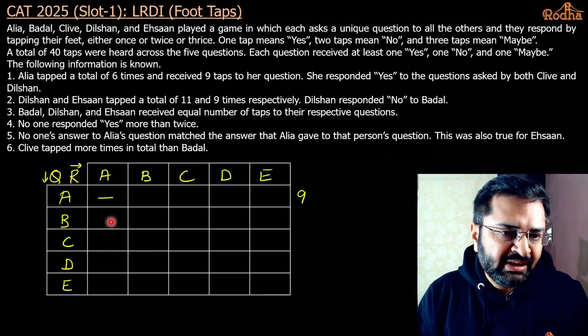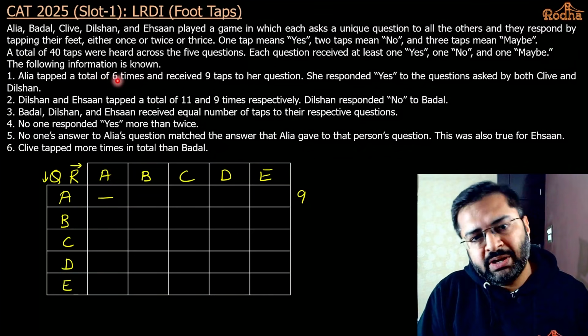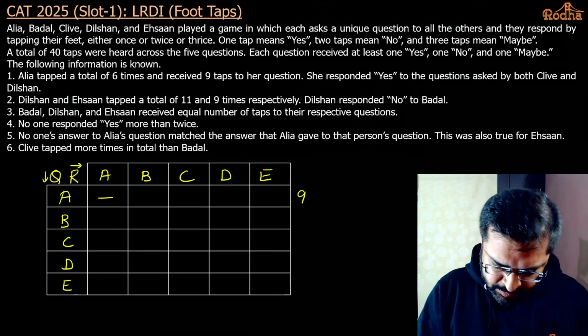If it's a maybe, then we'll write a 3 here. So likewise, these 4 cells would add up to what? It would add up to 6. Why? Because Alia tapped 6 times. So I'll write a 6 here.